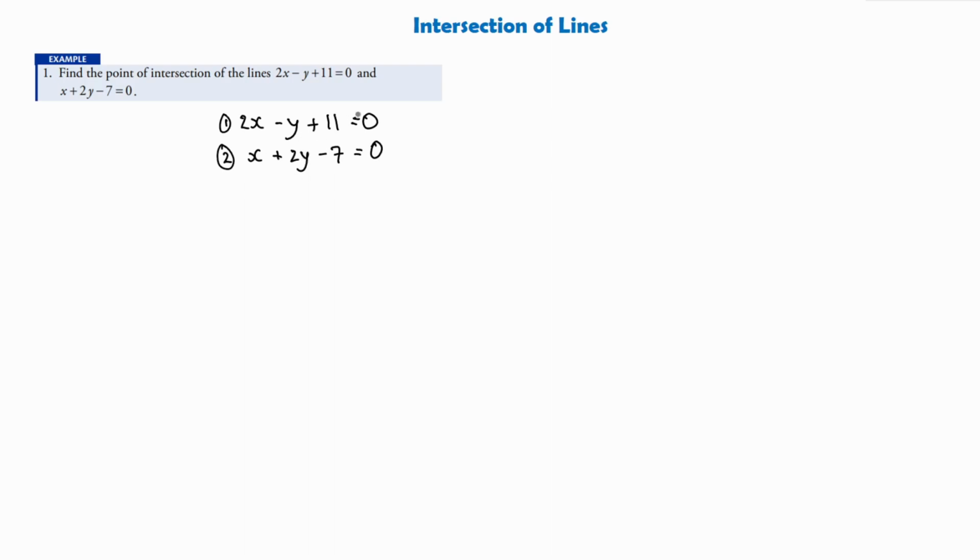How can I eliminate the y's? Well, I can just simply multiply the first equation by 2 to give us 4x minus 2y plus 22 is equal to 0, and we'll keep the second equation the same. We'll get x plus 2y subtract 7 equals 0.